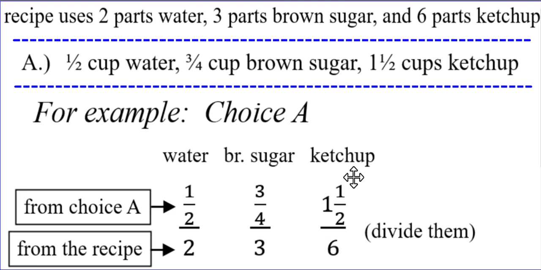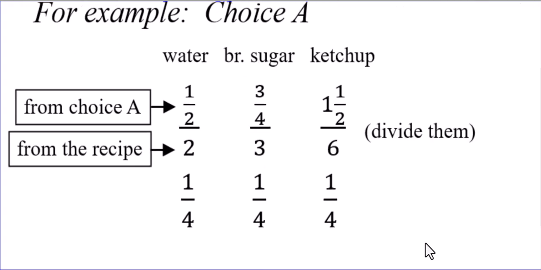And then the 1.5 ketchup is over the 6 parts ketchup. So from choice A, we got water, brown sugar, ketchup. From the recipe, water, brown sugar, ketchup. We will divide these. Now, I know I already have this typed up for you in your calculator. 1/2 divided by 2. Sorry, did I say typed up for you in your calculator? I meant to say typed up for you in your guided notes.